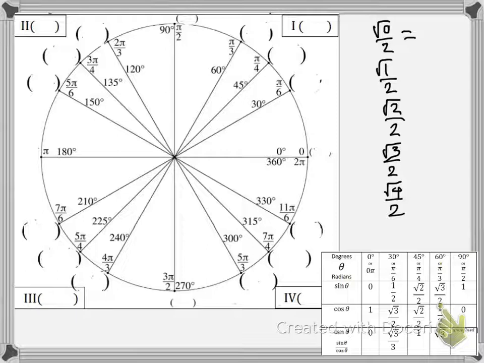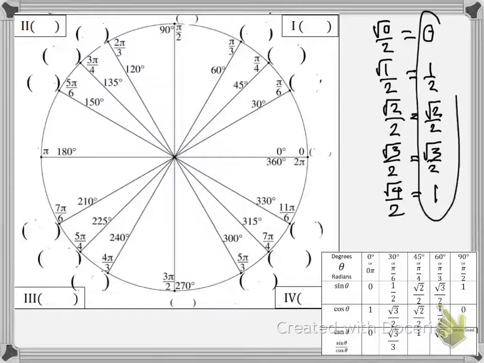Root 0 is 0, 0 over 2 is 0. Root 1 is just 1, so this is 1/2. This one doesn't simplify. This one doesn't simplify. And this one is, root 4 is 2, and 2 over 2 is 1. Those are the only numbers you're going to get for your coordinates.